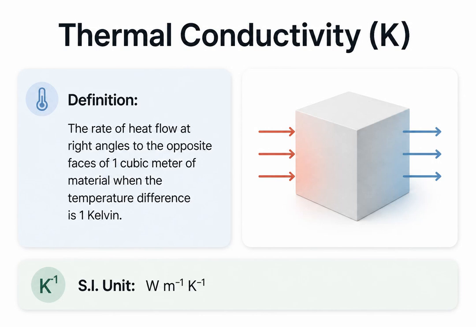To quantify how well a material conducts heat, we use a property called thermal conductivity, denoted by the letter K. It is defined as the rate of heat flow through 1 cubic meter of a material when there is a 1 Kelvin temperature difference across its opposite faces. The standard unit for thermal conductivity is watts per meter per Kelvin.